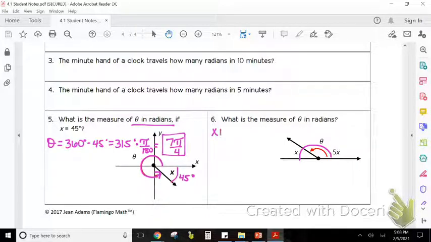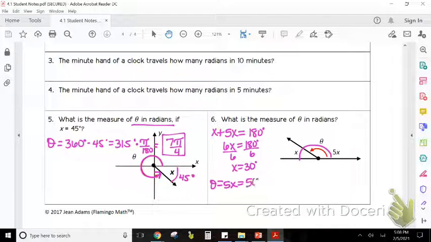So we would say that the x plus the 5x made that 180 degrees. And so we could just solve for x. And so we would find that x is 30 degrees. But we know that theta is 5x. And so we would say 5 times 30, which is 150 degrees. But it wants it in radians. So multiply it times the pi over 180. And so 150 over 180 reduces to 5/6. So we got 5 pi over 6.